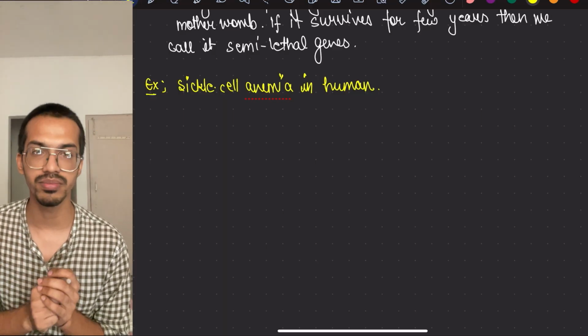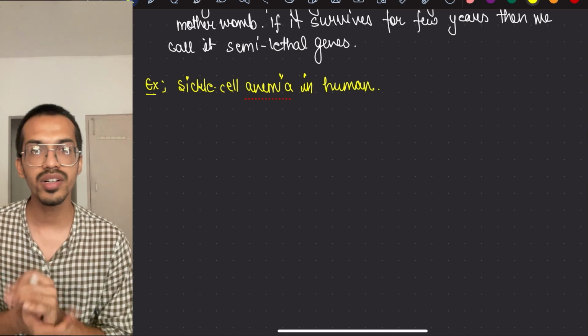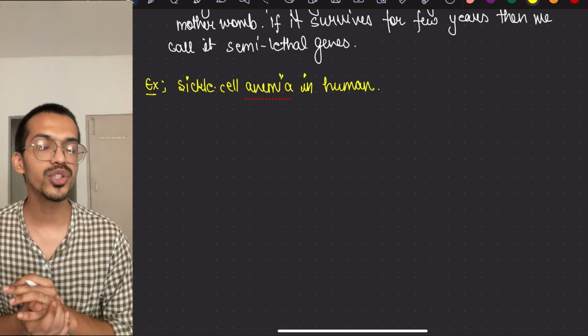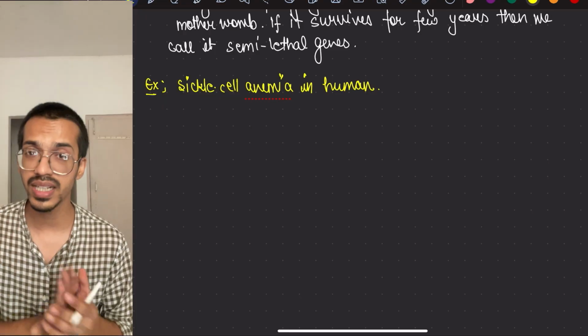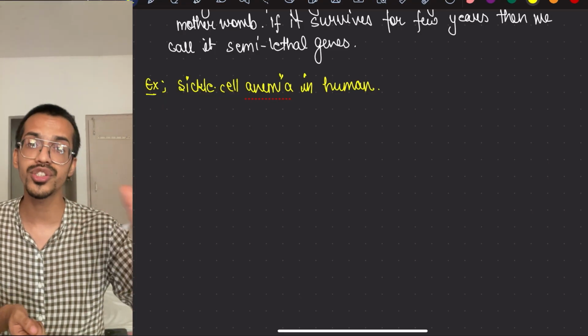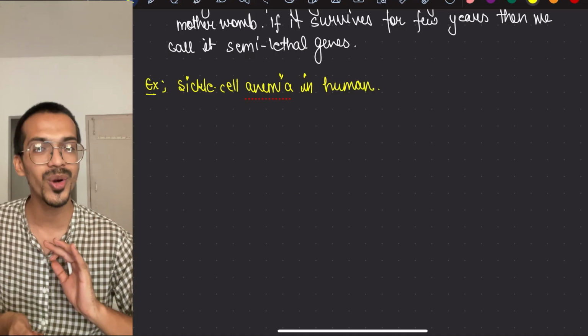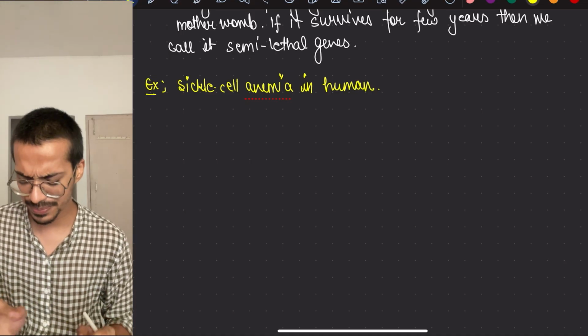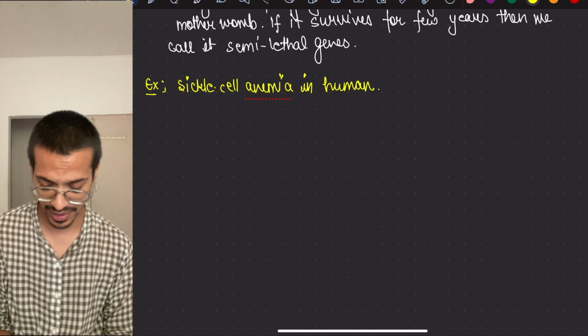Now what would be the problems? The RBC surface area will be reduced. If the surface area is reduced, it leads to hypoxia condition. What is hypoxia? Low level of oxygen. So oxygen won't reach the body organs. Let's come back to sickle cell anemia.